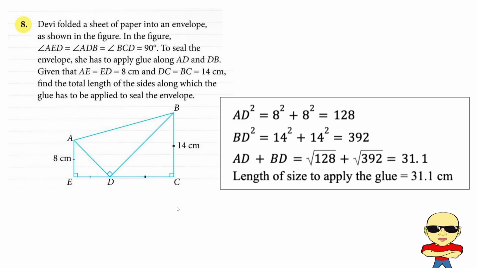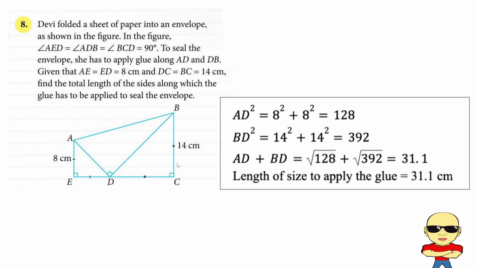Question 8. We fold a sheet of paper into an envelope, as shown. So this is how it looks. Then we need to figure out the length along which we apply the glue. We are supposed to apply the glue along AD and BD. So we find the length of these two lines and add them together, and that will be the solution. AD squared is 8 squared plus 8 squared, which is 128.